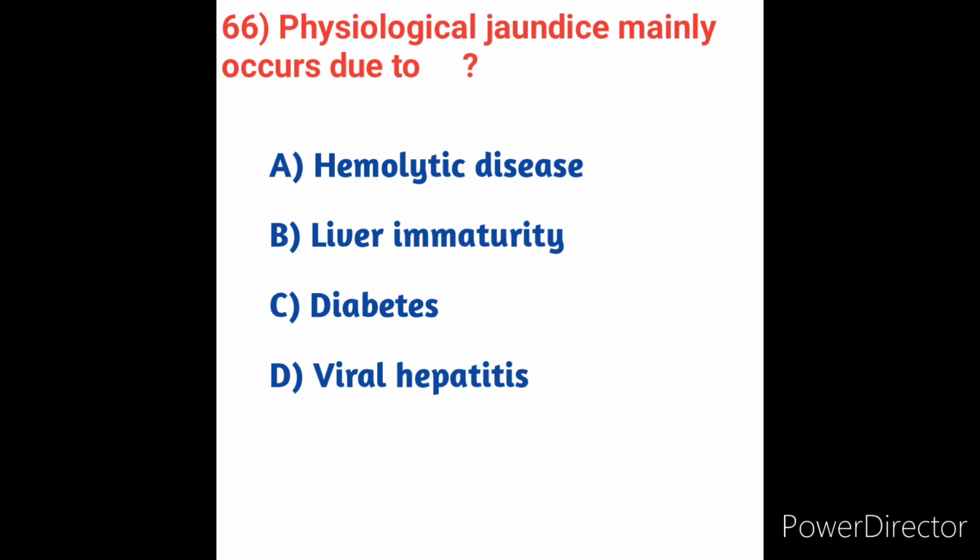What are the causes of jaundice in newborns? A blood infection, meaning sepsis, a different blood type than mother and father, bruising from a difficult birth, too many red blood cells, low oxygen levels, meaning hypoxia, and a liver condition such as biliary atresia. These are all causes of jaundice in newborns. Physiological jaundice mainly occurs due to liver immaturity. Here option B is the correct answer.